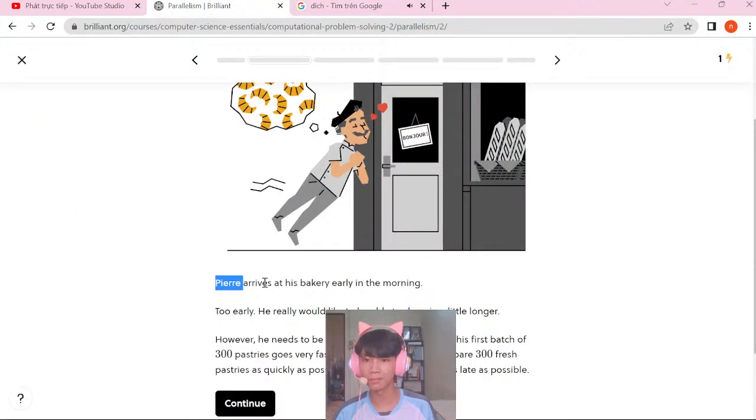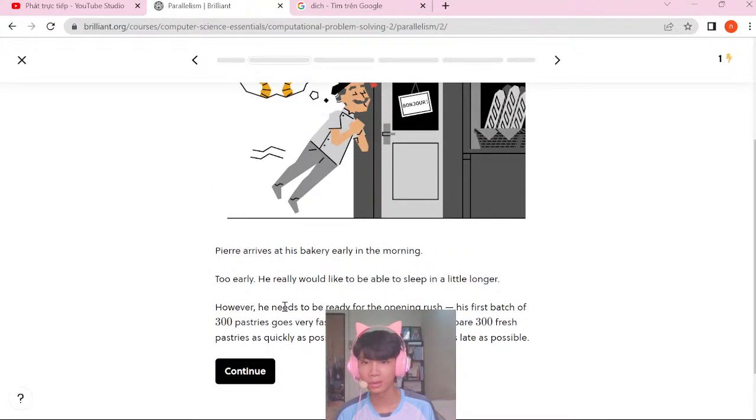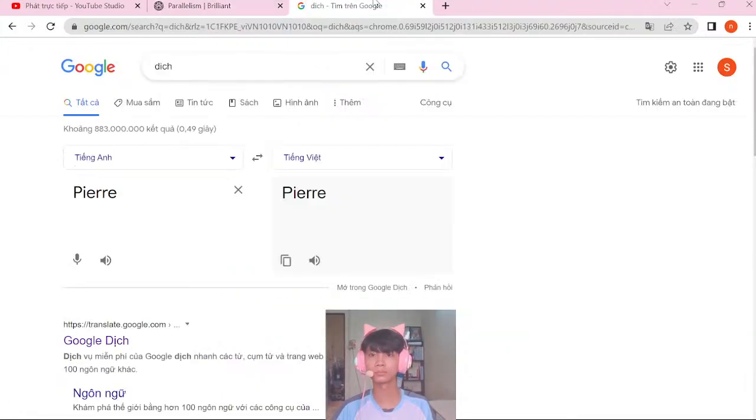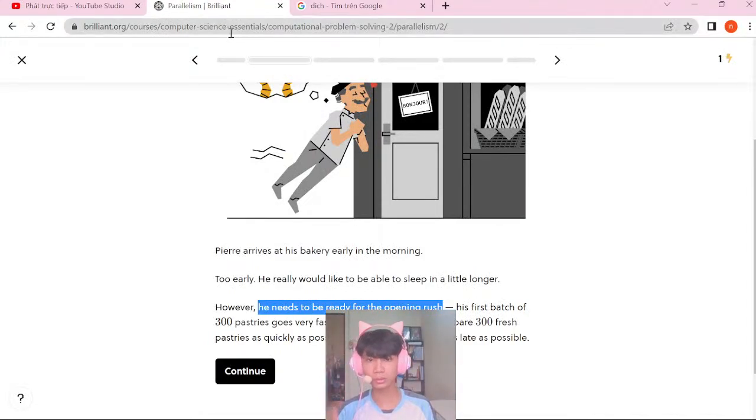Pierre arrived at his bakery early in the morning. Too early, he really would like to be able to sleep in a little longer. However, he needs to be ready for the opening rush.